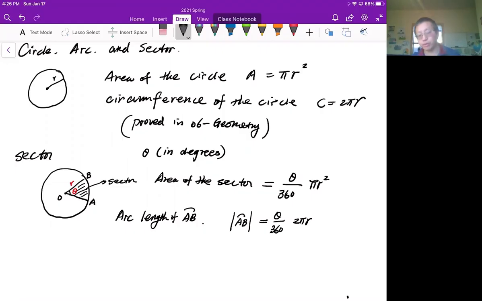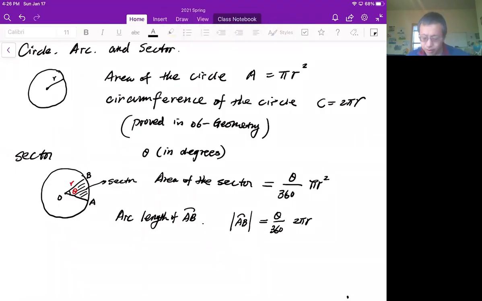So these are the 2 formulas for the sector, right? The first one is the area of the sector. The second one is the arc length. Everyone's okay? Right. Okay. So now, next one.